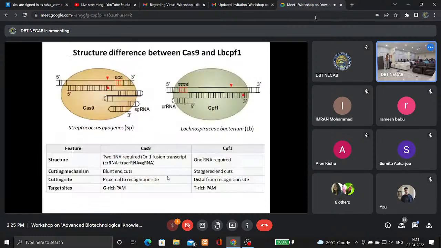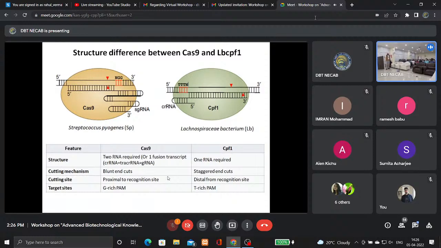And you will see this is the PAM sequence for the NGG and NTT. Generally, Cas9 recognizes the PAM sequence, that is NGG, which leads to the binding of the guide RNA to the target DNA, and it always makes a double-stranded break just 3 or 4 nucleotides away from the PAM sequence, and it generally leads to a blunt end.